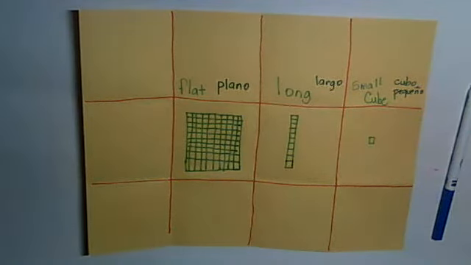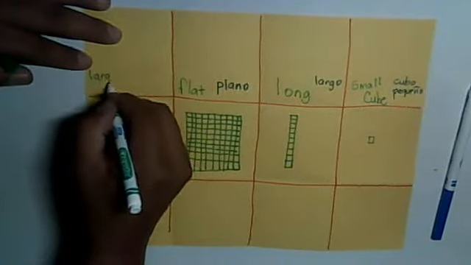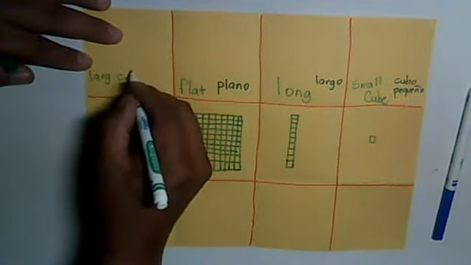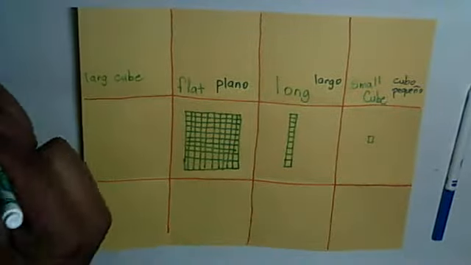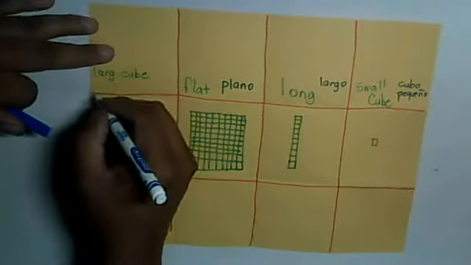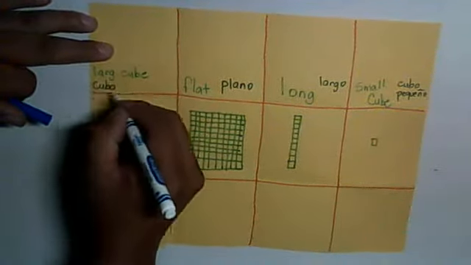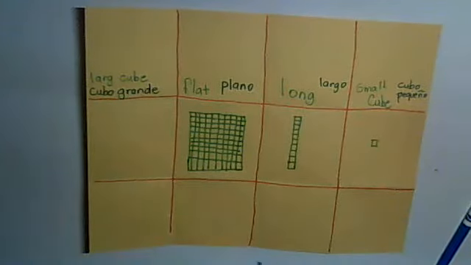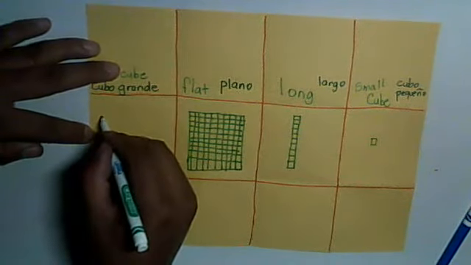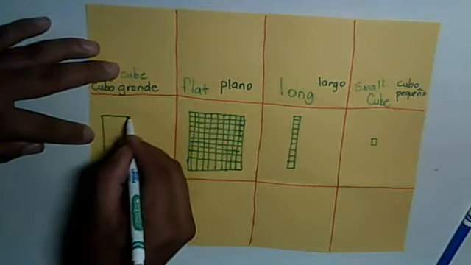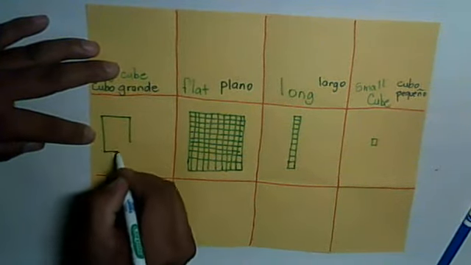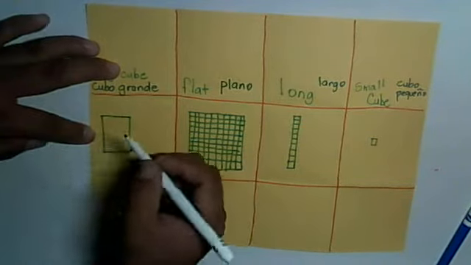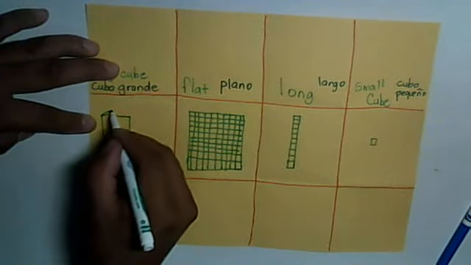And the last one I'm gonna draw is the large cube. Para dibujar el cubo grande, we're gonna draw a square, un cubo. Okay. Then the top line is gonna go out.